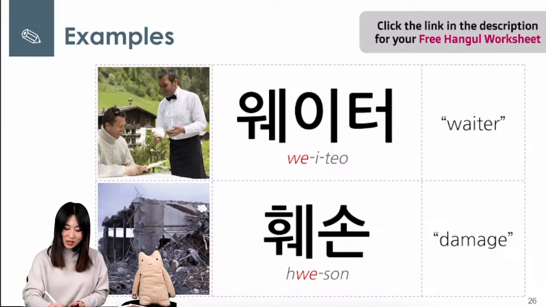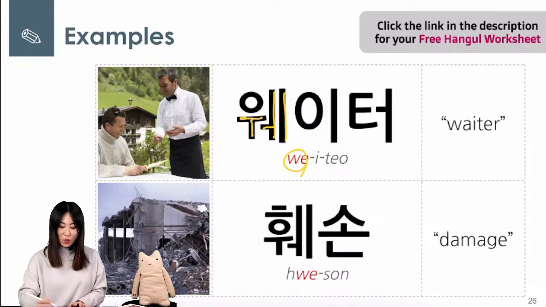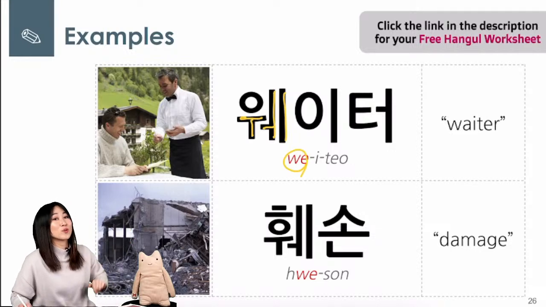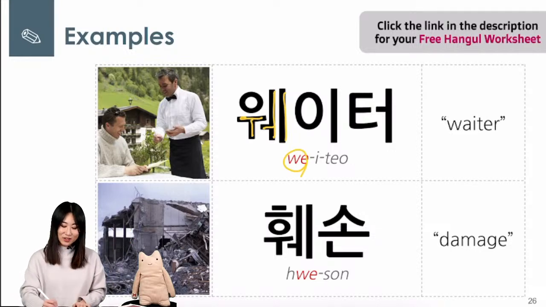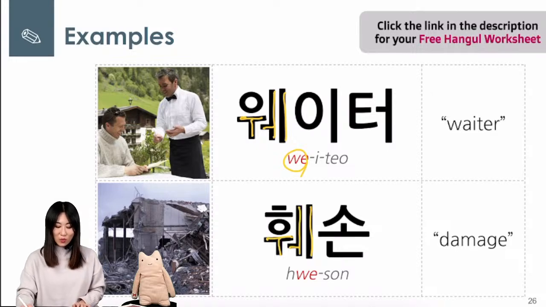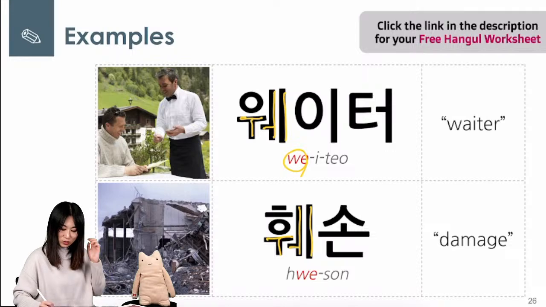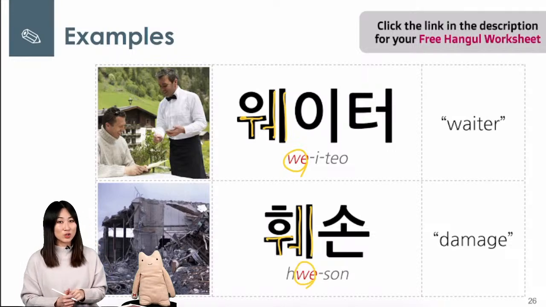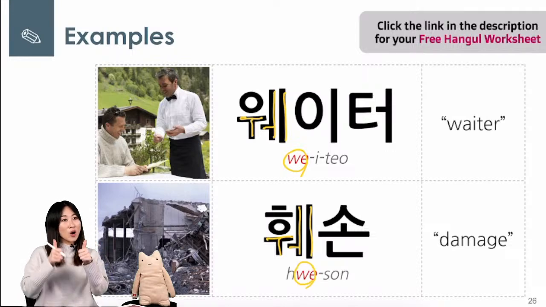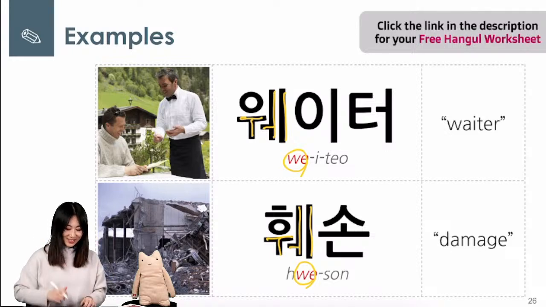First is waiter. Waiter is from the English word. And the second example is this: 훼손. Damage. So 훼손, damage. Oh, good. So we covered many alphabets today.